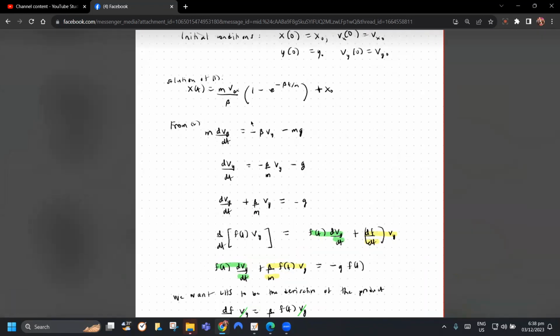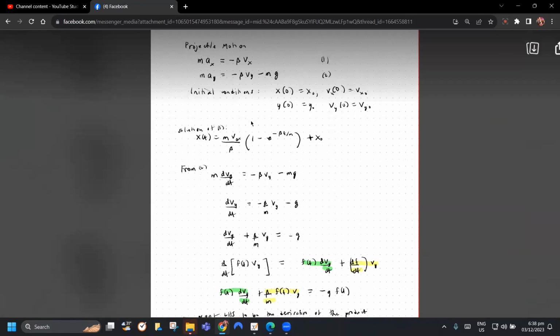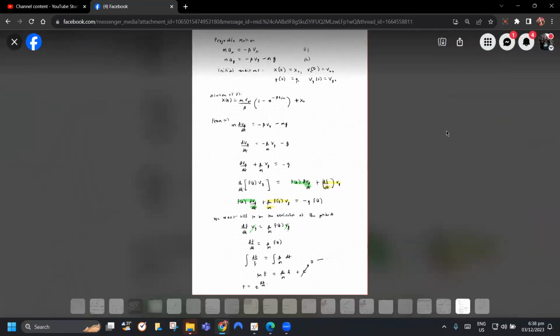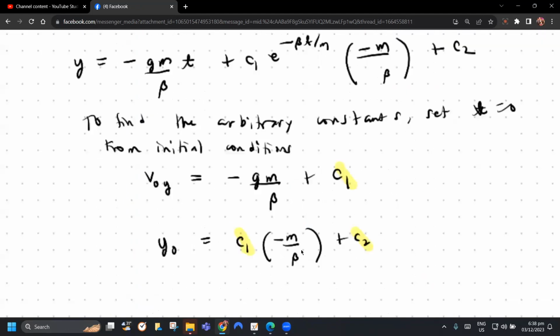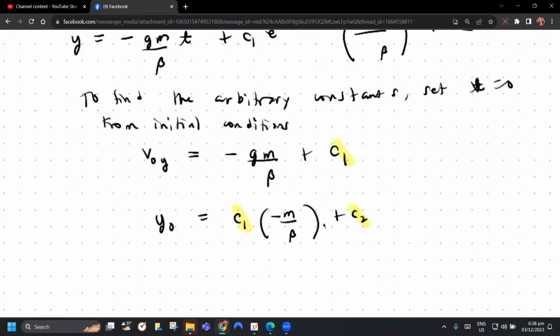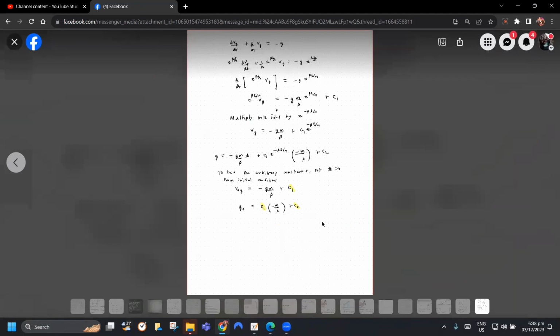Nakuha na po yung x of t, tsaka y of t. Kailangan ko pa rin hanapin po yung mga constant. So, paste din po yung mga constant. So, I need to find it. Oh, so kailangan mo ng time na isulat yan na solve for the arbitrary constants.